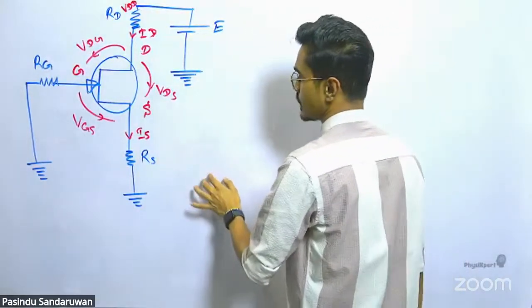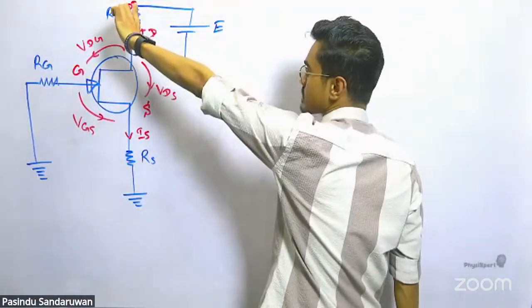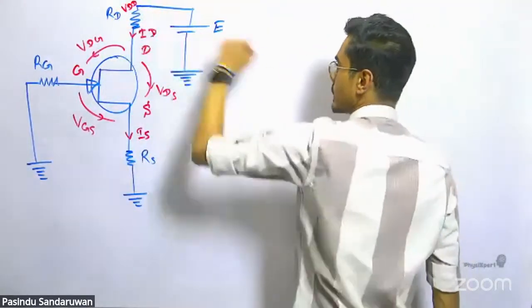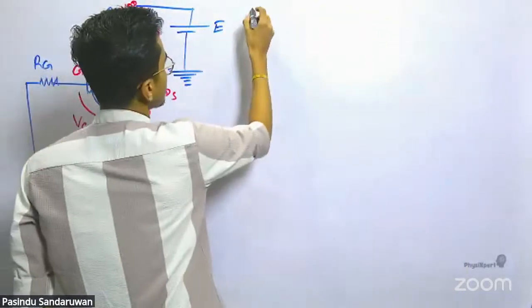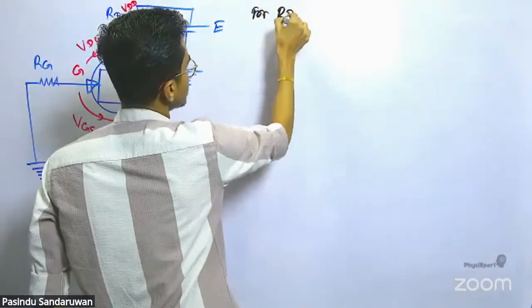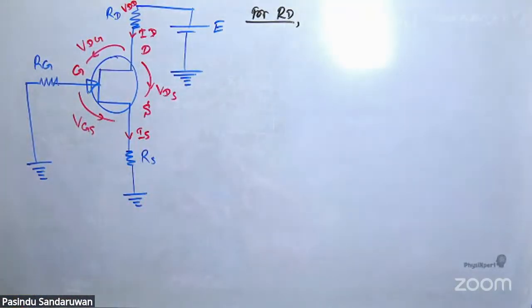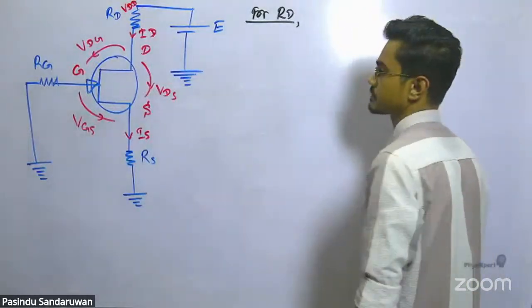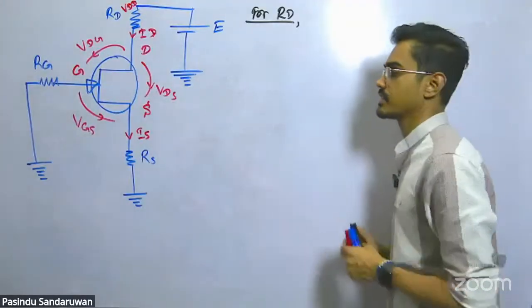apply delta V equals IR for RD. First thing, apply delta V equals IR for RD. Right. Now let us simplify. Keep that equation there.